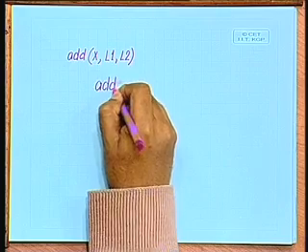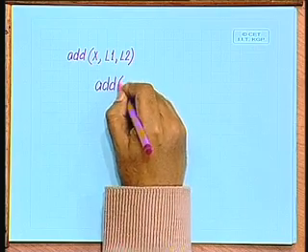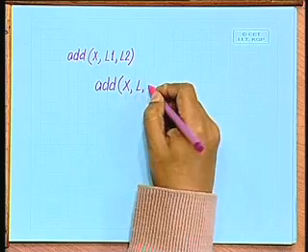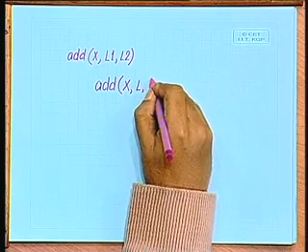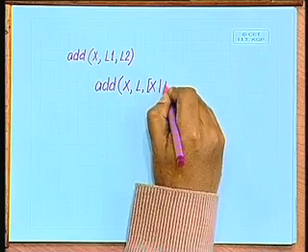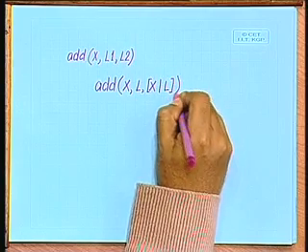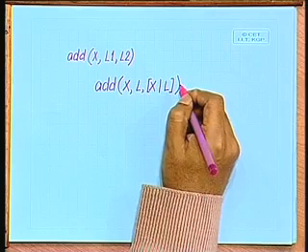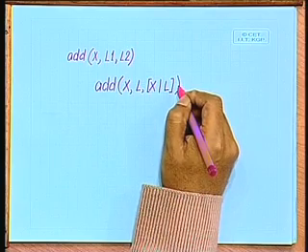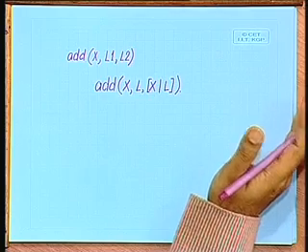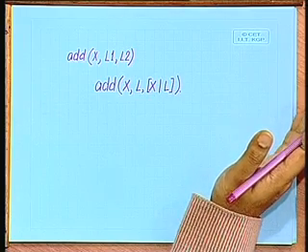Add x L, bar L, isn't it? Anything else needs to be done? That's it. Nothing else needs to be done, right?